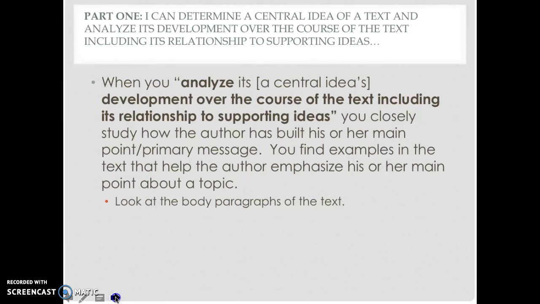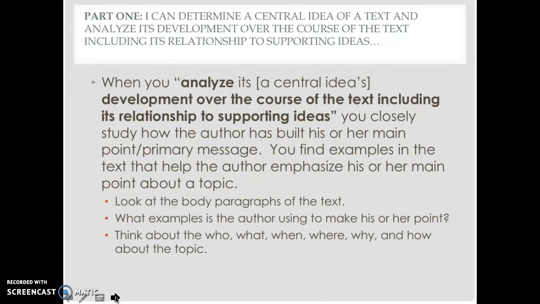You're going to look at the body paragraphs of the text when you analyze it, look at any examples that the author has used to make the point, and think about who, what, when, where, and why. Do that on your fingers. Who, what, when, where, why. Think about that as you're reading a text.